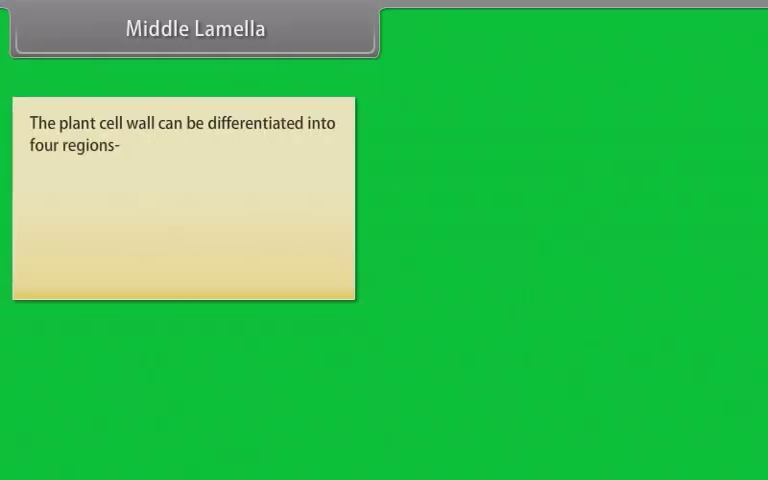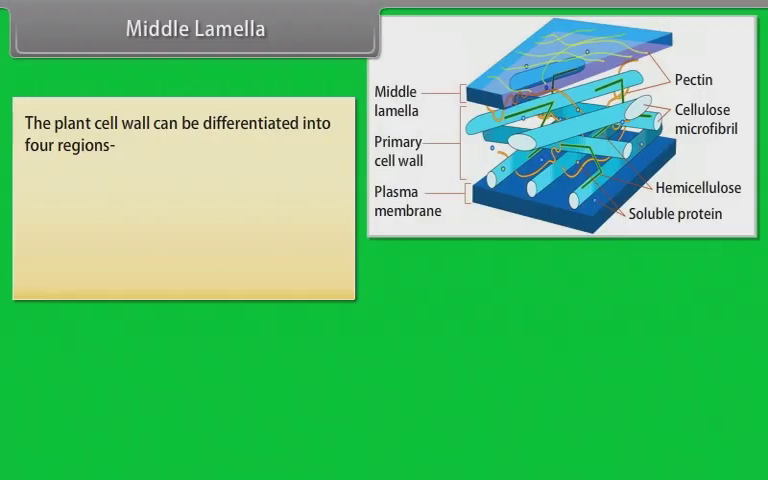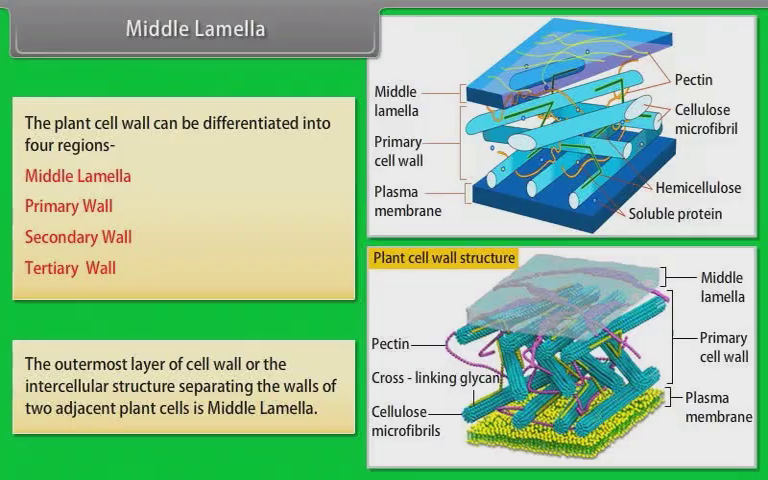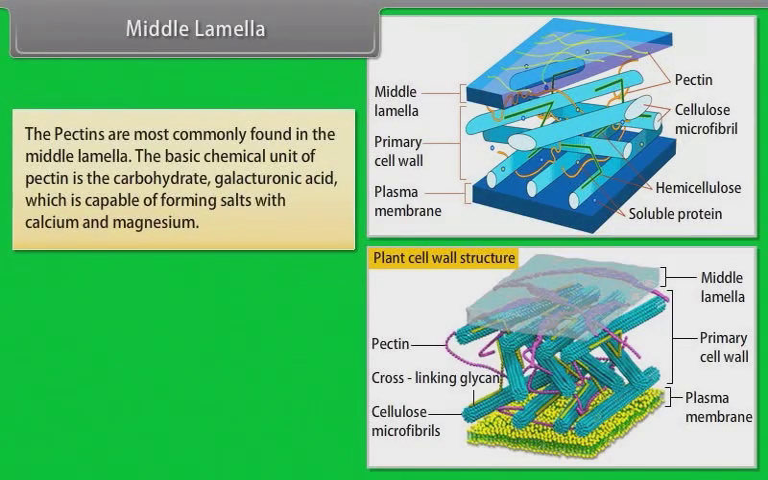Middle lamella. The plant cell wall can be differentiated into 4 regions: middle lamella, primary wall, secondary wall, tertiary wall. The outermost layer of cell wall or the intercellular structure separating the walls of two adjacent plant cells is middle lamella. The pectins are most commonly found in the middle lamella.